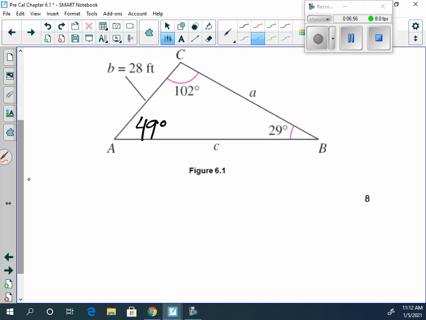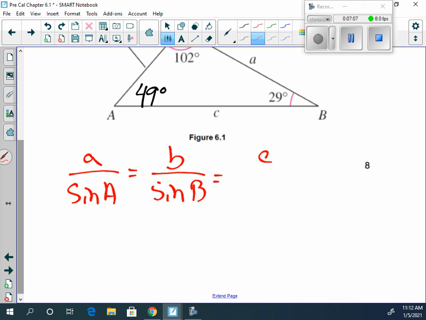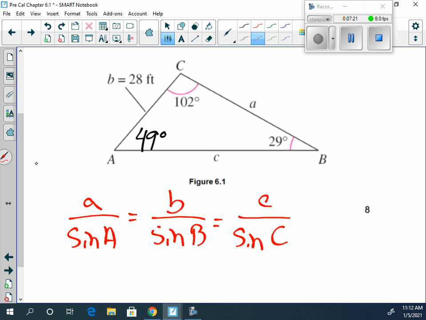Now the second method was A over sine of A is equal to B over sine of B is equal to C over sine of C. Now, we don't use all three. We just use two of them. Okay? So let's see what we're given. Well, we're given B is 28, yes? Over sine of 29.